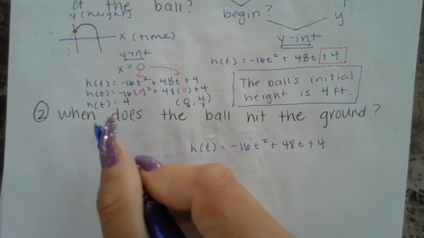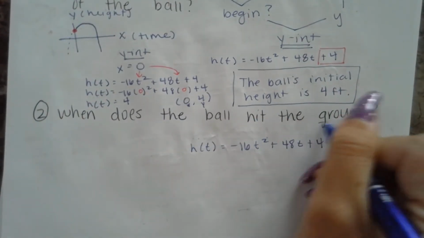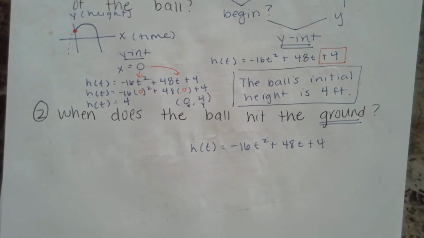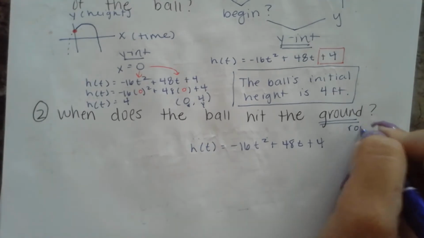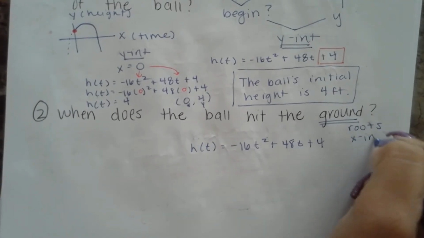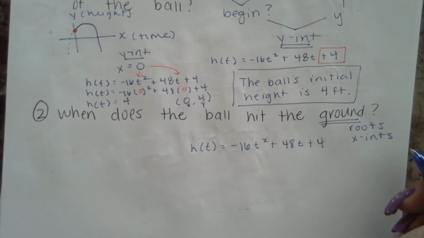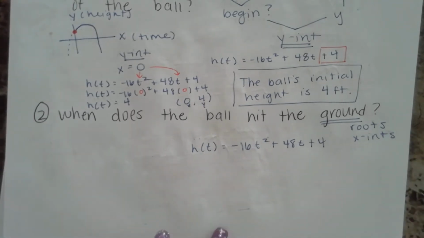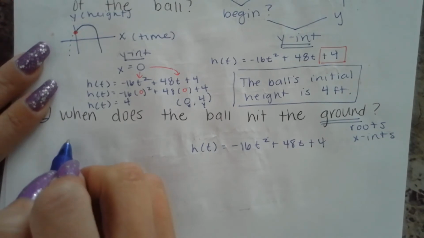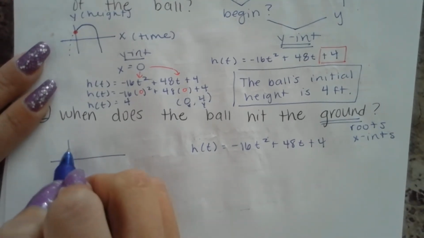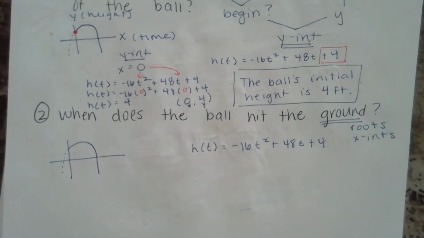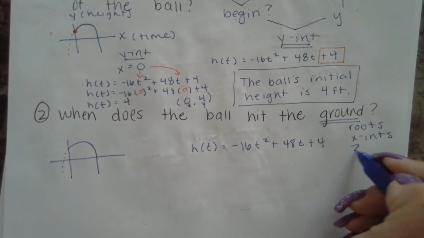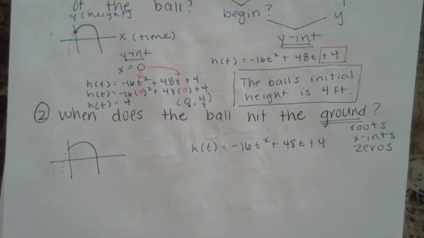Now going back to our question. When does the ball hit the ground? Okay, ground. When I see the word ground, I should think of roots. I should think of our x-intercepts. Okay? And if we want to think about this on a graph, remember we're assuming that our graph looks something like this. Our roots, our x-intercepts, or our zeros, that's another word, let me write it over here, our zeros, are going to be right here.